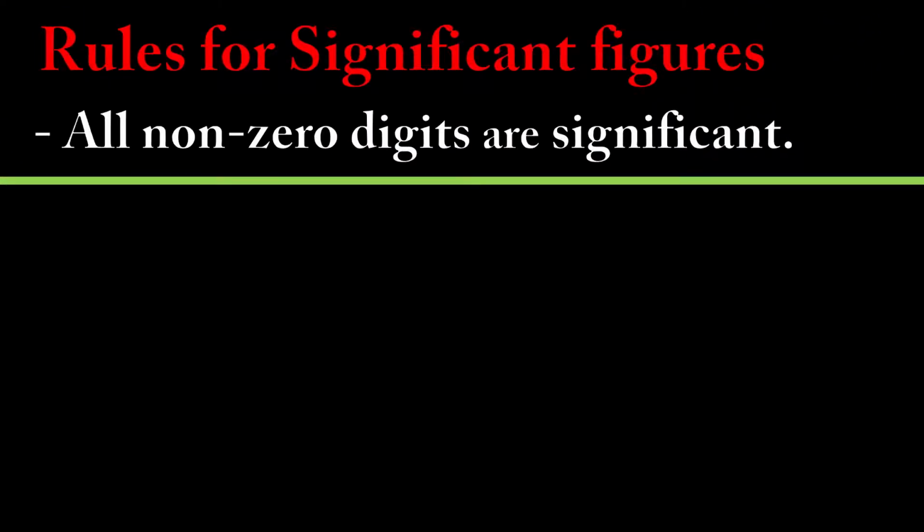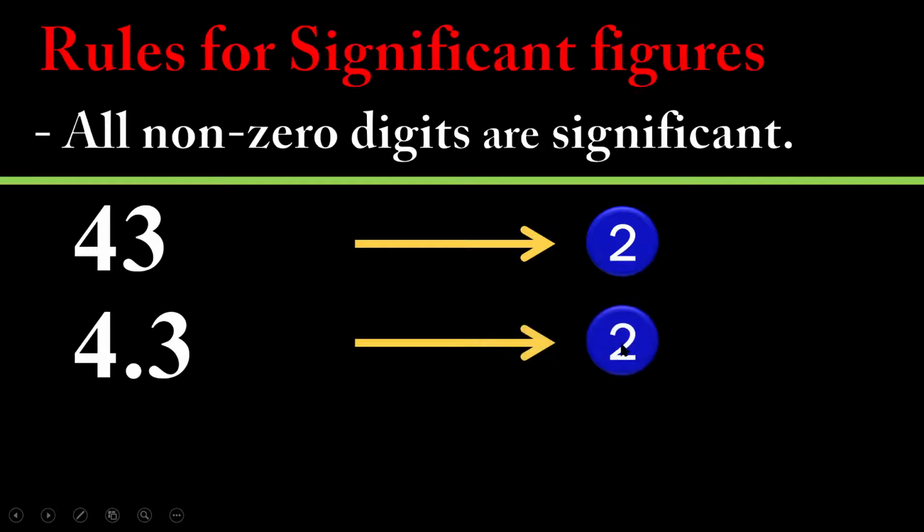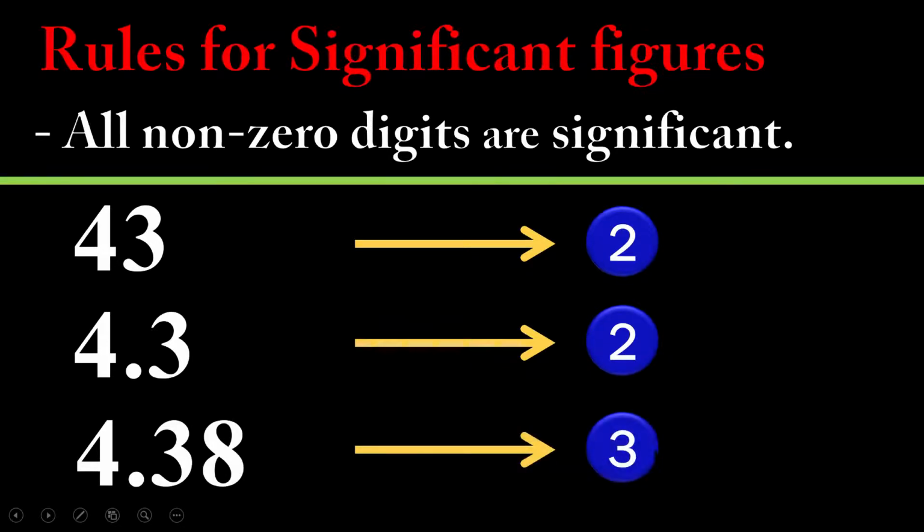Rules for significant figures. The first rule is this: all non-zero digits or figures are significant, non-zero ones. For example, suppose that 43 is the output of a measurement. We have two non-zero figures and both are significant. I have two significant figures here. 4.3 will have two significant figures again. Forget about the decimal point, it's not important at all. So 4.38 will have three significant figures.